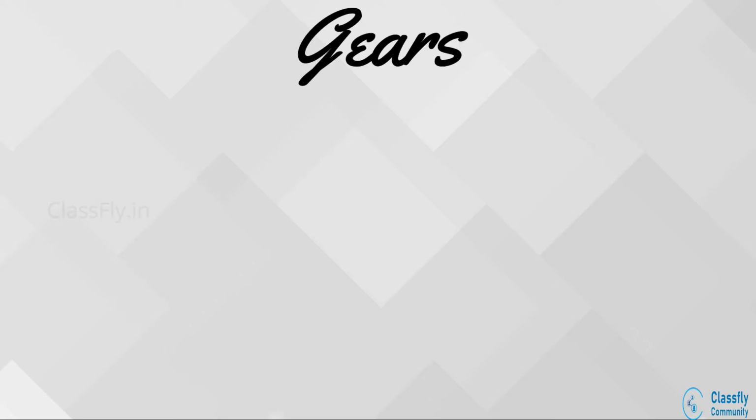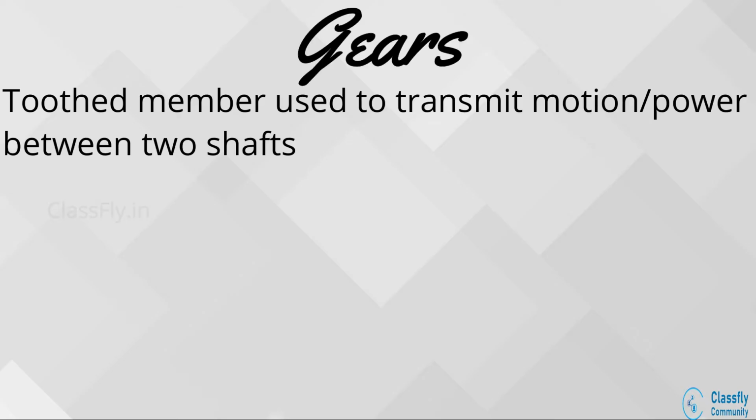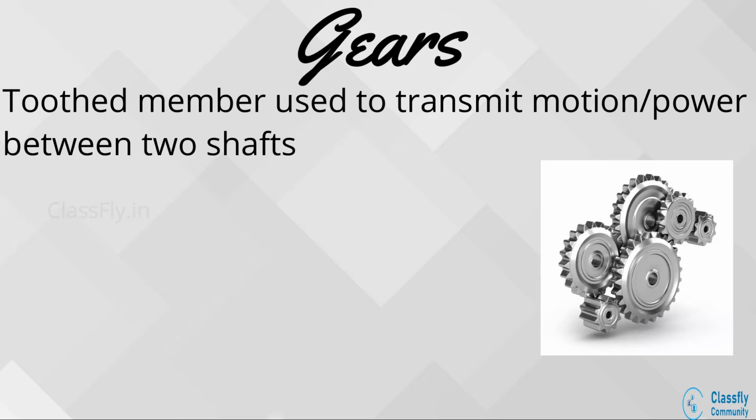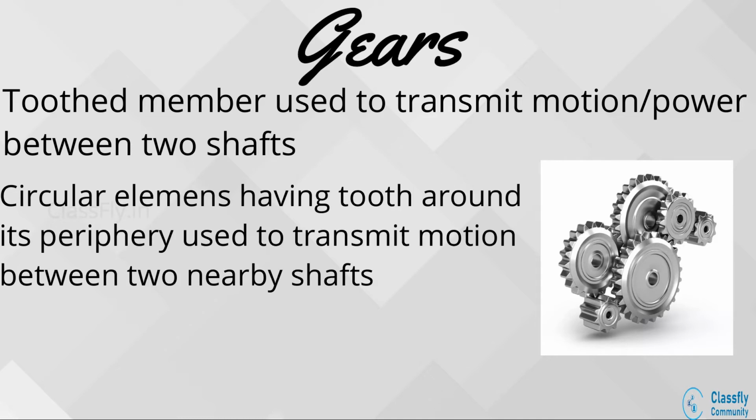Well, what is a gear? A gear is a toothed member which is used to transmit motion or power from one shaft to another shaft when the center distance between the two shafts is small. These are circular objects which have teeth around their periphery. These come in various shapes and sizes.